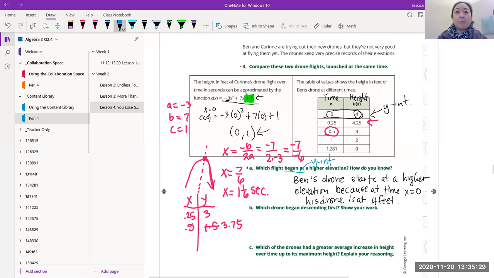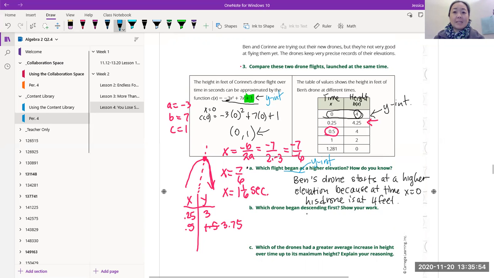And then if you look at Corinne's, remember what we just talked about, that the +1, that's our y-intercept right there. I'm gonna just label that y-intercept. So Corinne's drone started at 1 foot, right? So which one went higher? Ben's drone, right? Ben's drone started higher at a higher elevation because I could just say that the y-intercept is at 4, right? And Corinne's is at 1, okay?